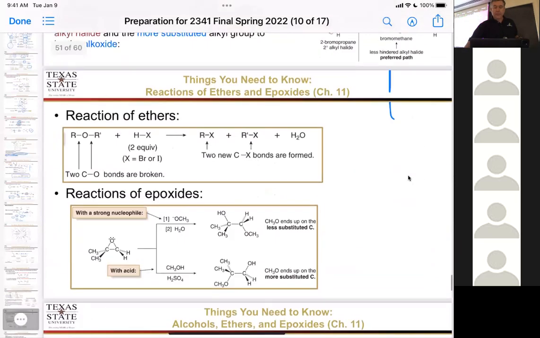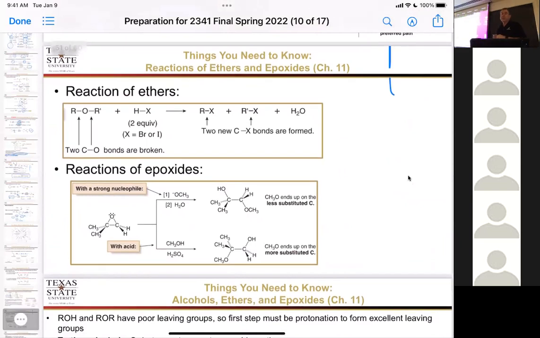Okay, now ethers don't do much because they're pretty stable, but if you hit them really hard with 2 equivalents of acid, they will open up and give you 2 equivalents of an alkyl halide, okay? And the oxygen goes away as water. You're not going to stop at an alcohol, because once you have that much HBr in there, it can actually substitute off the alcohol and produce another alkyl halide. But the more important reaction is the epoxide reaction, okay?